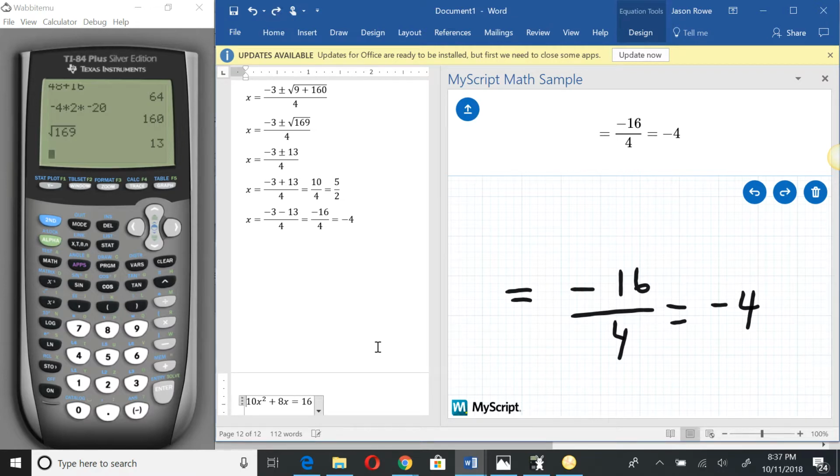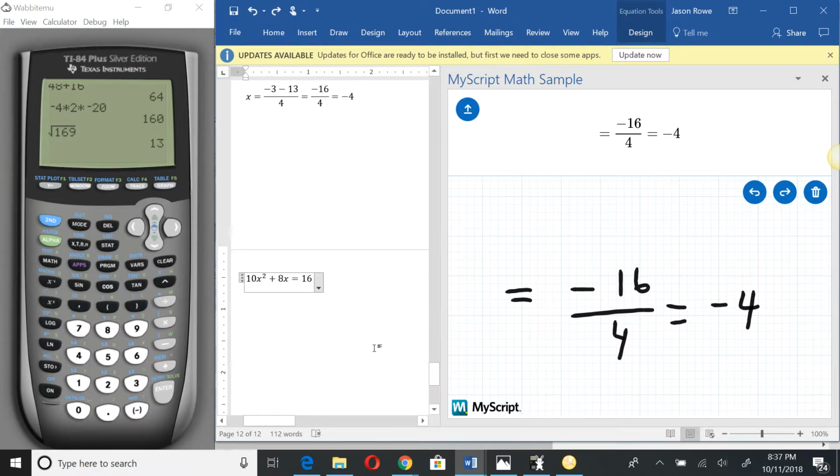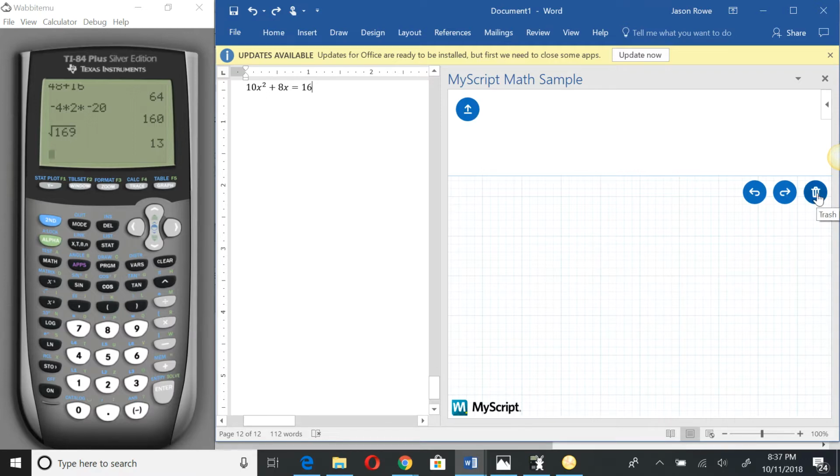All right. This is my last example. Yep, last example here. Again, just like the last couple, not in standard form. So I'm going to subtract 16. 16 is the linear term, so it'll go last. So we'll end up with 10x squared plus 8x minus 16 equals 0.